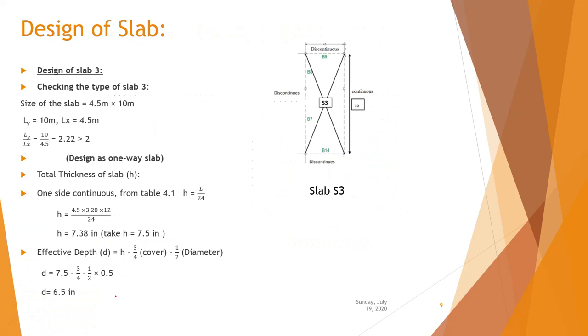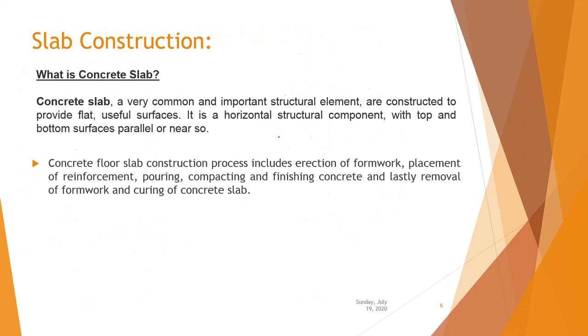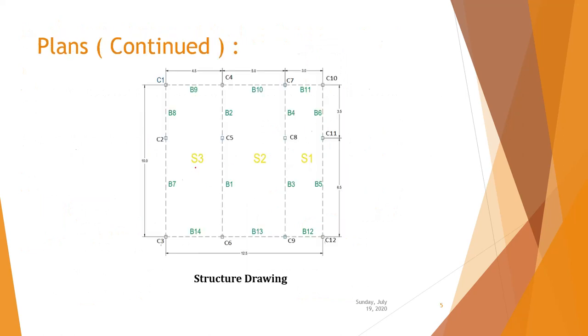So now we will go for the design of slab. Actually here I take the S3, which is here. This one I will show you here in the structural drawing. This is the slab that I take now. So actually, the slab S3, we have here discontinuous, and here discontinuous, and here discontinuous, here discontinuous, and only this side is continuous.